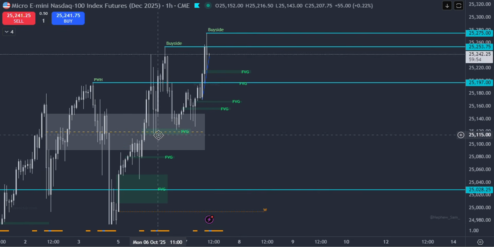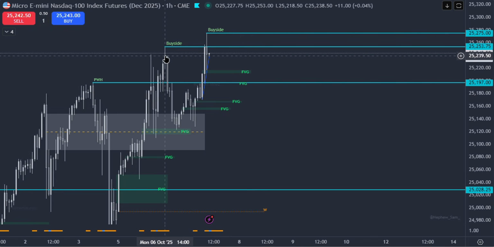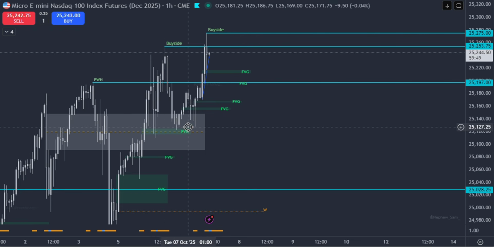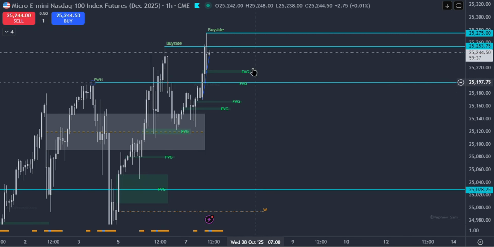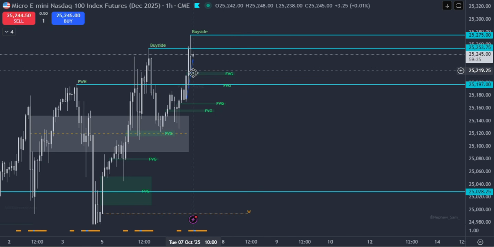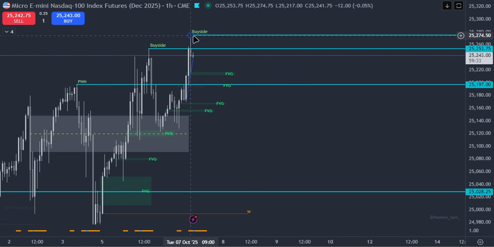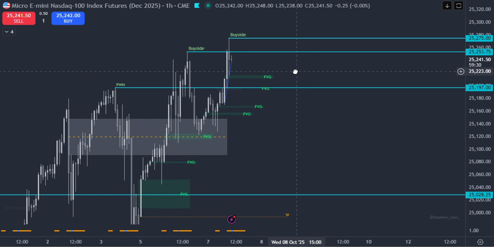We retrace, and then we target a London high. Then again, we retrace, and then what were we targeting? We were targeting the previous day high. We took it. So we leave an hourly high behind. So what am I going to be expecting? I'm expecting some type of retracement to take this AM session high.